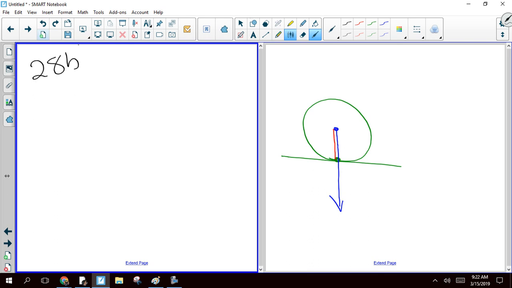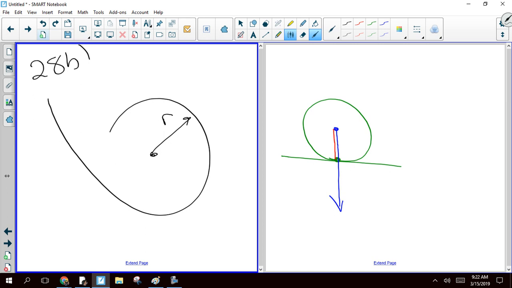So for 28B, you've got this loop, which is a circle. It's got a radius capital R. Over here at point Q, there's two forces.